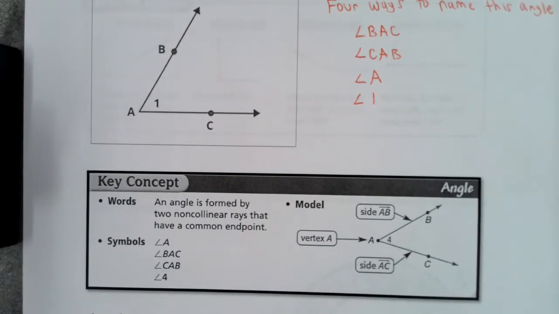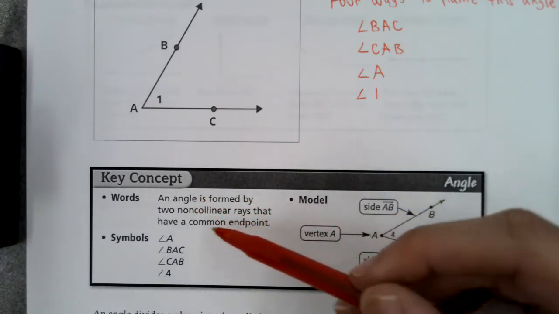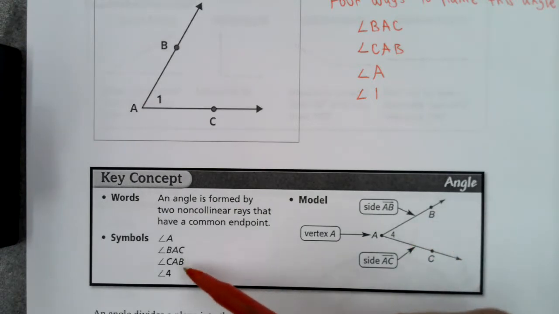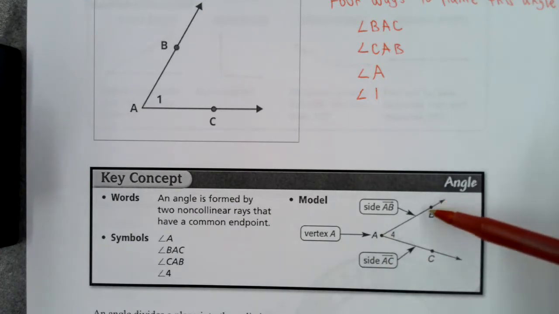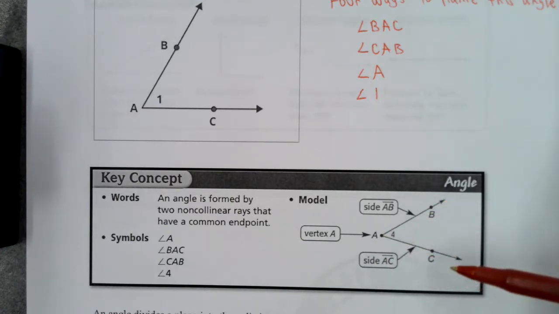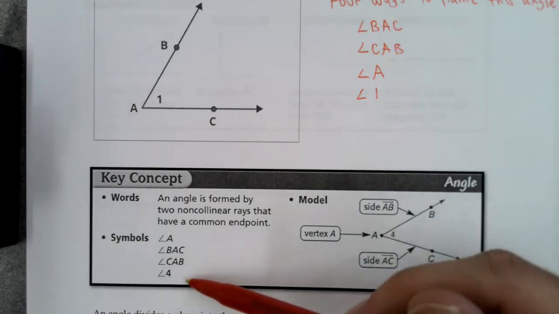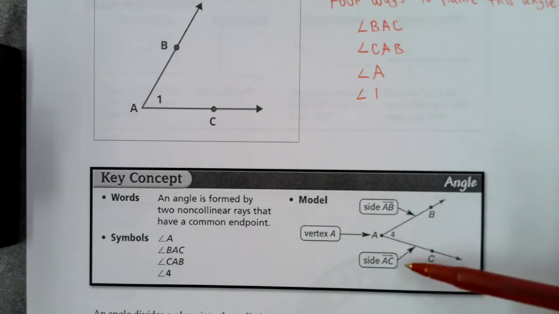This is just a recap of what we just talked about. So it says an angle is formed by two non-collinear rays that have the same endpoint. There's a diagram here, and it shows you how to name it. Again, four ways. So you can name it just angle A. You can name it BAC. You can name it CAB, or you can name it with the number in the middle. So angle 4 in this case. And points, that's the vertex. That's a side. That's a side. It's just a recap of what's above.